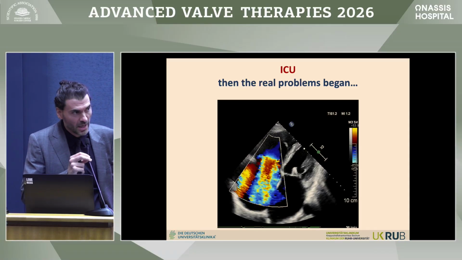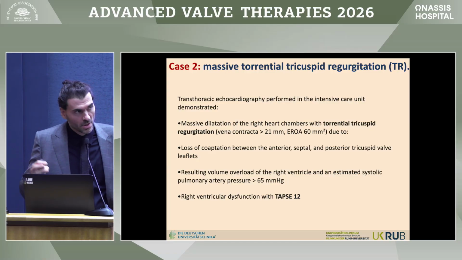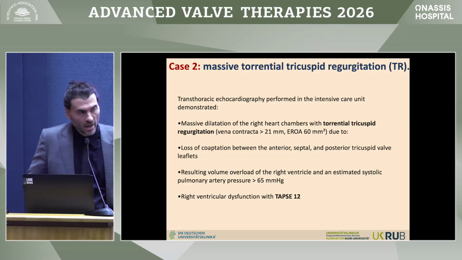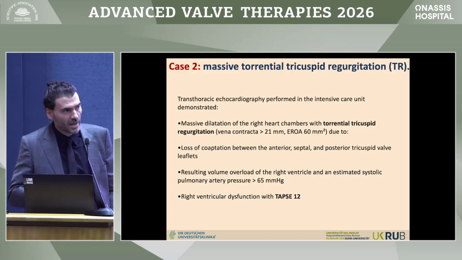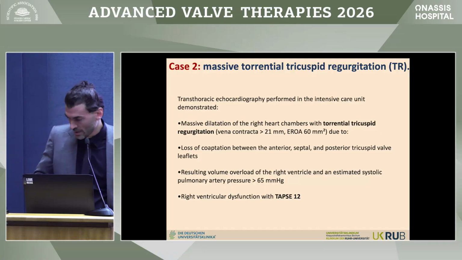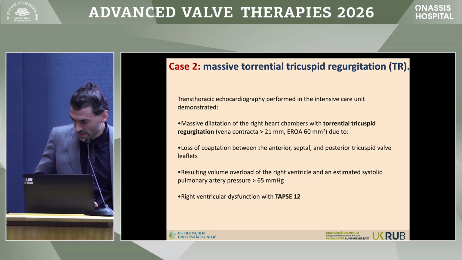torrential tricuspid regurgitation. He was really unstable. We had massive dilatation of the right heart chambers. We had a loss of coaptation between all leaflets, a real overload of the right heart. The liver was not working fine. As usual, AST levels higher than ALT, and GLDH also. So the liver was also not working nicely due to the right heart problem, and of course, right ventricular dysfunction.